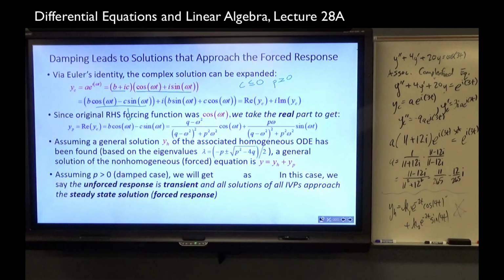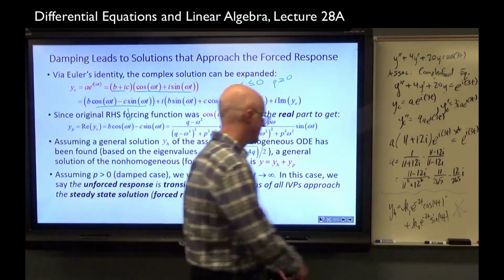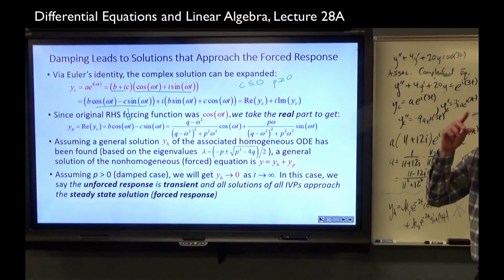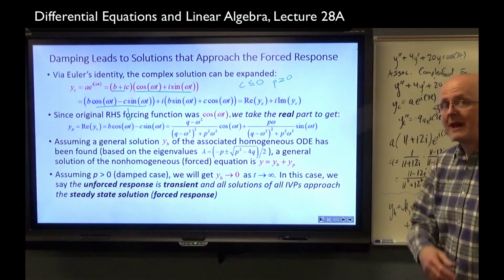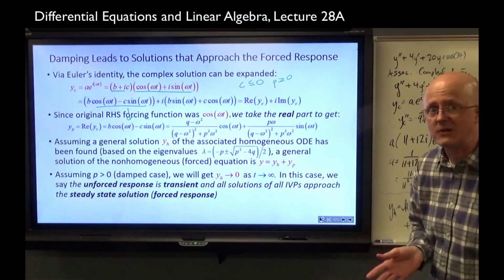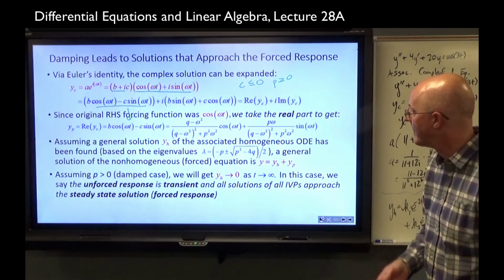Assuming p is positive in the damped case, we will get that YH goes to 0 as t goes to infinity, which is what you see here because you've got the exponential decay there. And that's going to happen every time you've got damping. We're either going to have in the phase plane a spiral sink or a real sink. We won't have a center when there's damping.